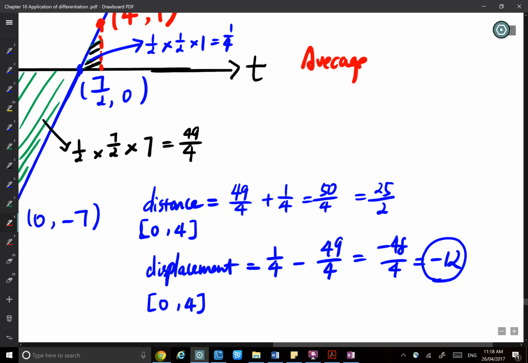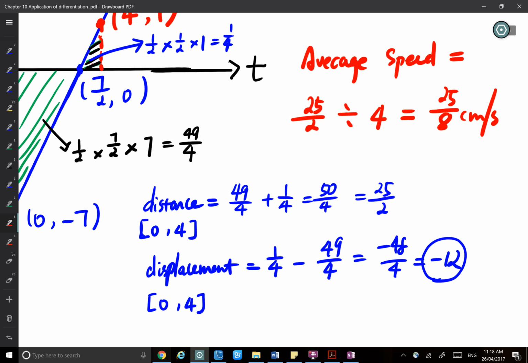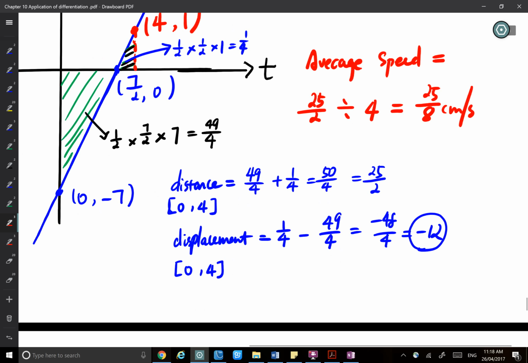So the average speed equals the change in distance, which is 25 over 2, divided by the change in time, which is 4. That gives me 25 over 8 centimeter per second. Okay, that is the average speed.